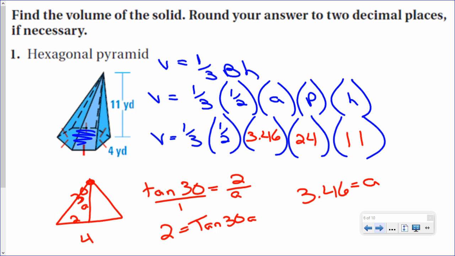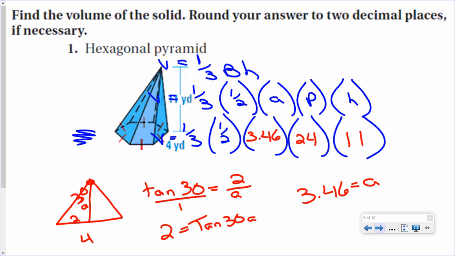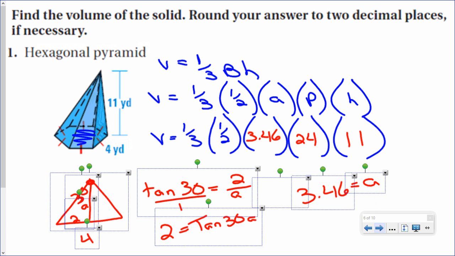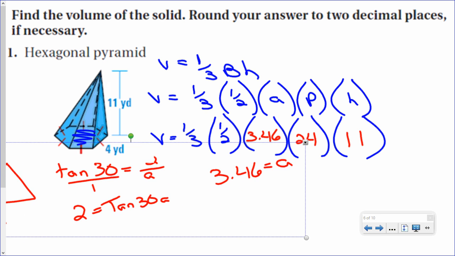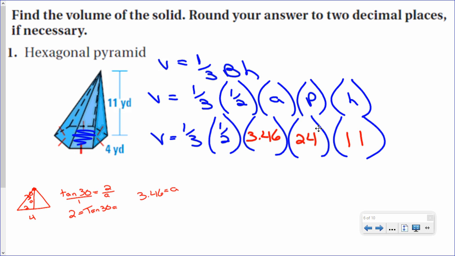Okay, so let me grab this stuff here and possibly move it to the other side. Let's see, is this going to work? Maybe. Okay, and then our final answer, after you multiply the whole phrase out, comes to 152.24. Dimensions yards cubed.